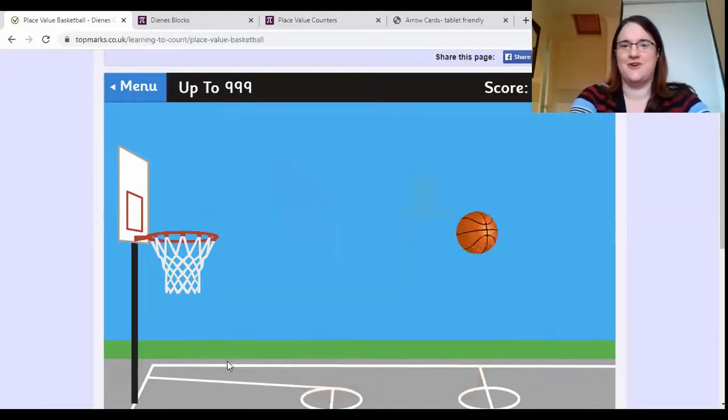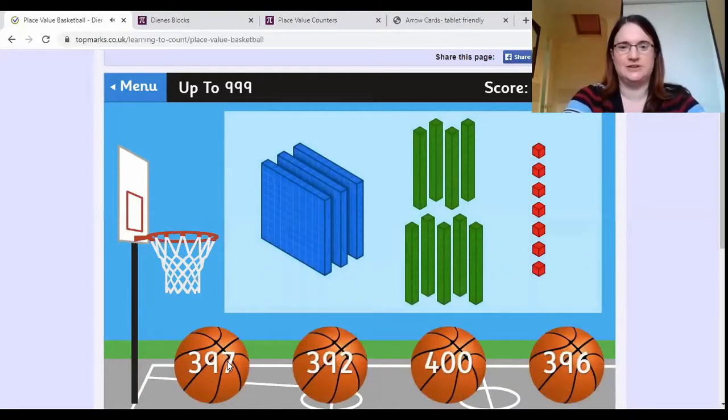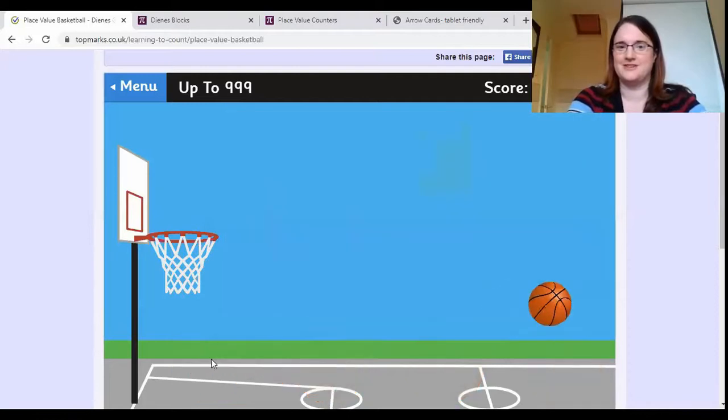It's that one. Did you get it right? In we go. Well done. Let's have a look at the next one. Look at the hundreds. Can you rule any of those baskets out? Look at those tens. Can you point to which one it is? It was 397. In we go.